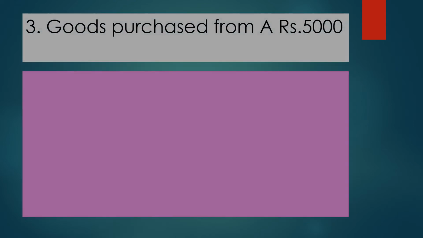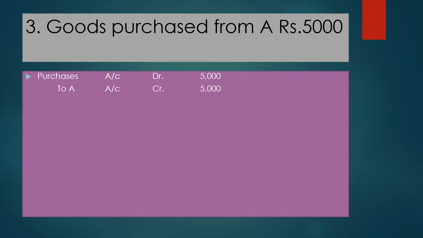This is the third transaction. Goods purchased from A rupees 5,000. Now let us see the journal entry for this. Purchases account debit 5,000 to A account credit 5,000. Here you may raise a query that purchases account debit to A. Why not to cash? I will explain you now.